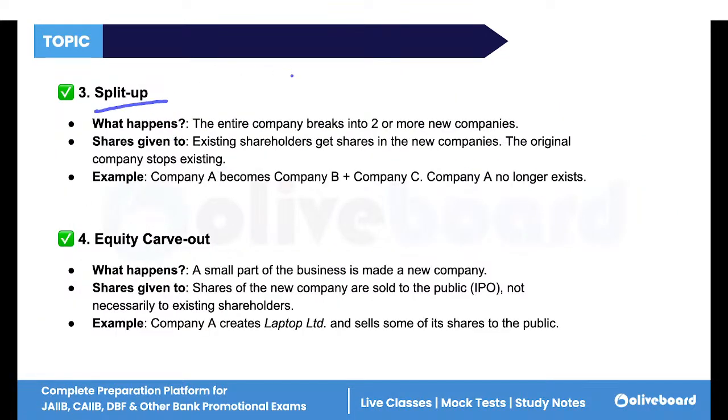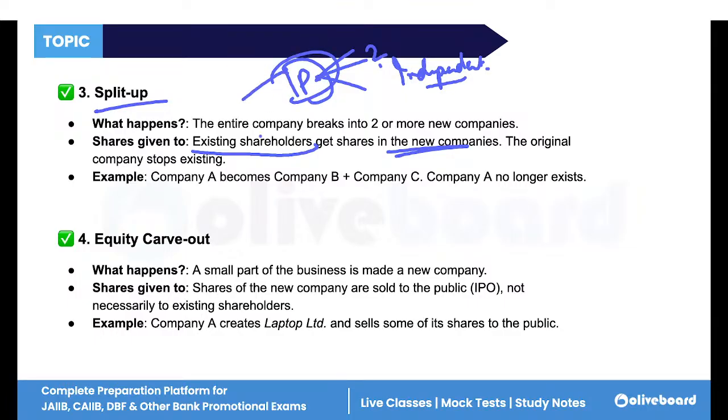Now, split up: one parent company is there, and two or three companies are formed, each an entirely new independent company. The existing shareholders get shares in the new companies, and the parent company shuts down its operation. The original company stops existing. So, like, company A becomes company B and C, and company A no longer exists. Clear?